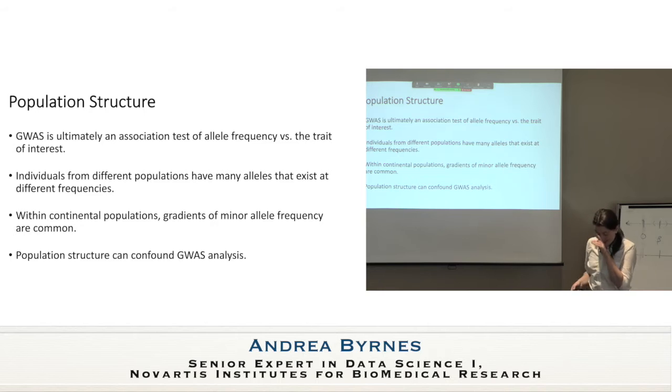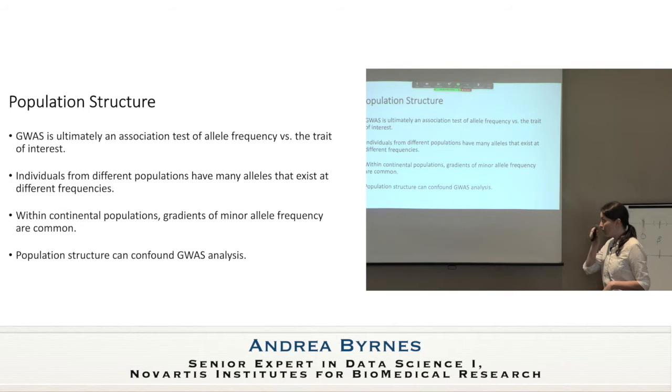Cool. All right, so population structure. This is more for completeness than anything, since we've talked an awful lot about population structure already. GWAS is ultimately an association test of allele frequency versus the trait of interest. And so individuals from different populations have lots of different alleles that exist at different frequencies. We already know that. And so within continental populations, there are gradients of minor allele frequencies that are quite common.